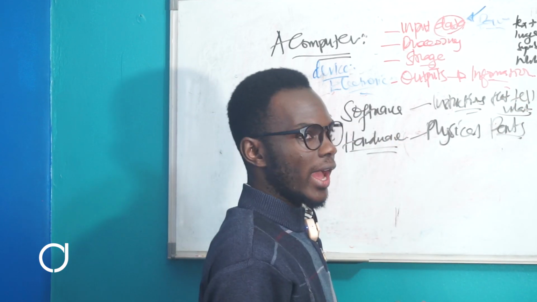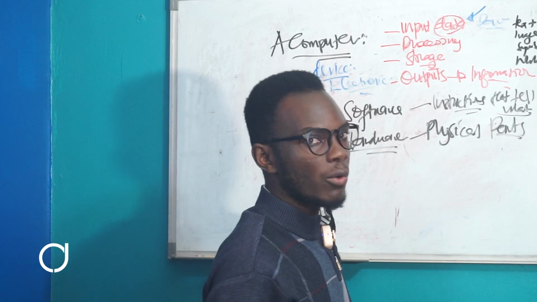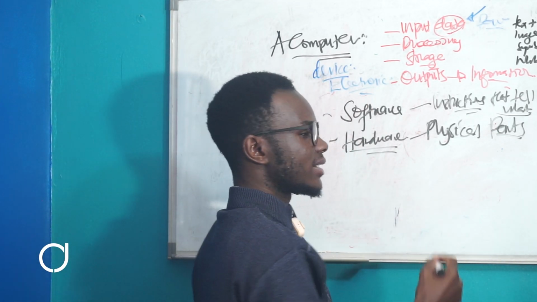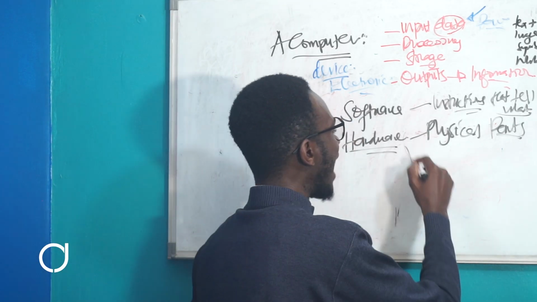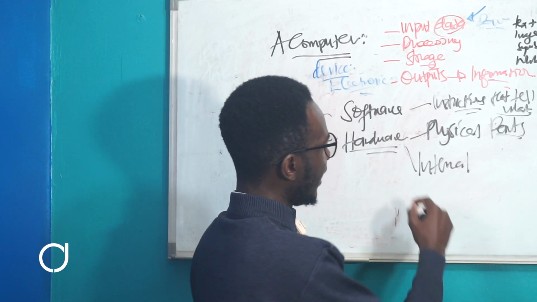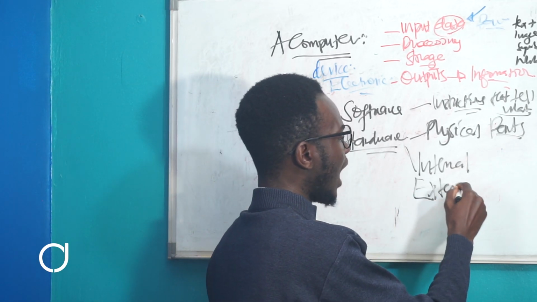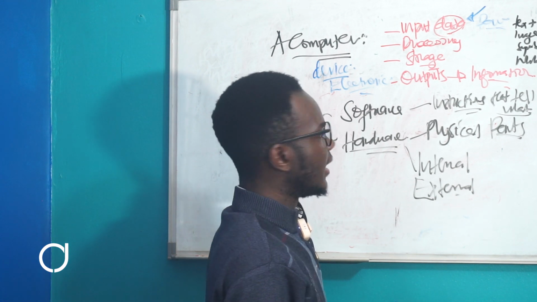And both software and hardware have categories. When it comes to hardware, we shall look at hardware that is external and hardware that is internal. Internal means it is inside the computer casing. External means it is outside. We shall look at this more in our next class.